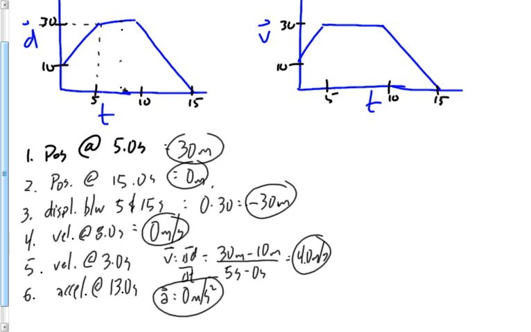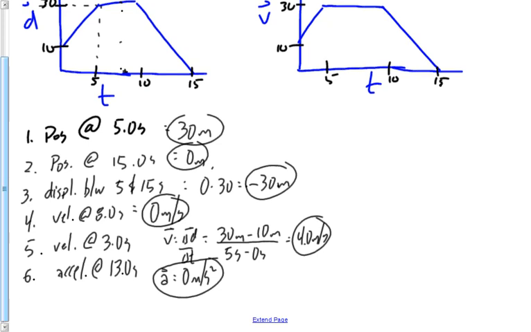What if I ask you for the average velocity over the entire trip? Well, for that one, we're going to say v is equal to delta d over delta t, as we always do. Delta d for the entire trip is, well, we start off at 10, we end off at 0. The displacement would be negative 10 divided by the time of 15 seconds. It would be negative 0.67 meters per second.